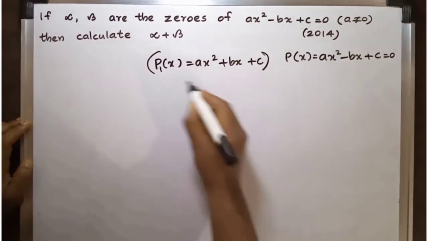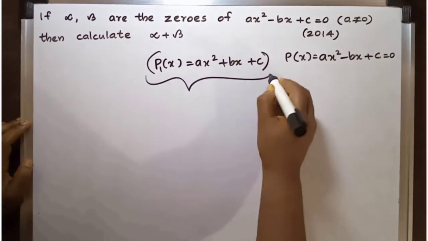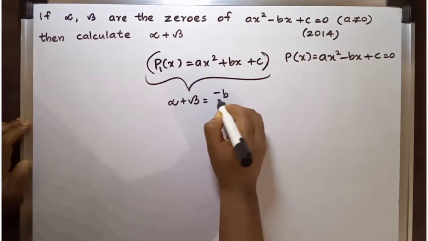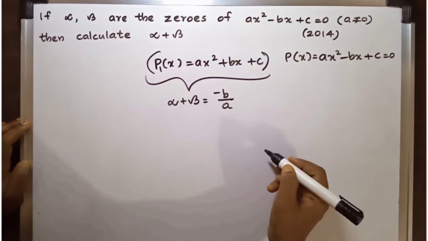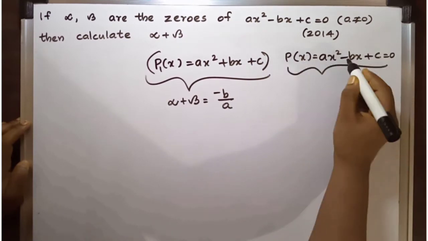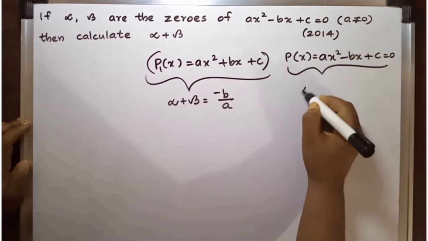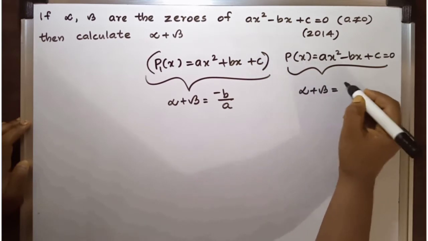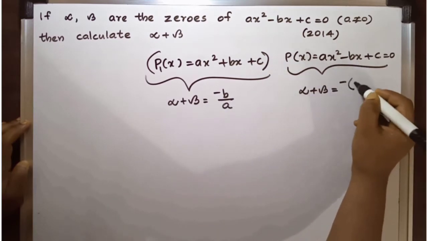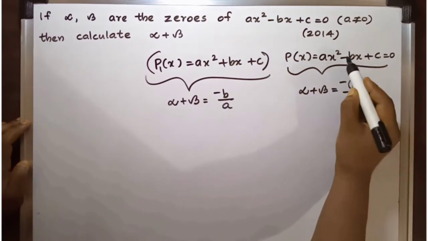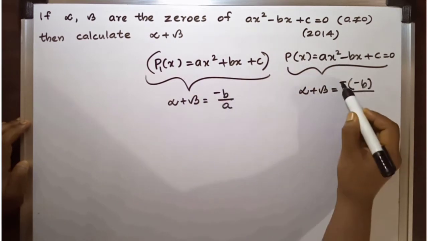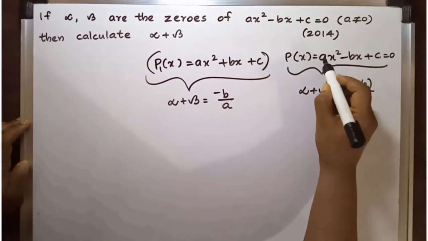Generally, what is alpha plus beta? Generally, we take the sum of the zeros of the polynomial as minus b by a, right? Yes. Then, in this given polynomial, in place of b, it is minus b. So, alpha plus beta can be taken as minus. In place of b, I have to take minus b. Here it is negative, here it was positive. So, minus b will become minus of minus b by a.